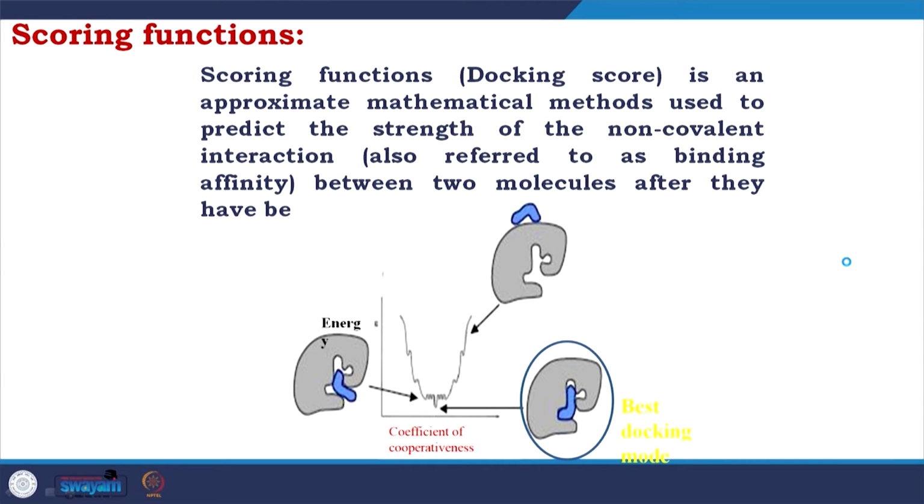Coming to scoring function. A scoring function is an approximate mathematical method used to predict the strength of the non-covalent interaction between two molecules after they have interacted. So, it is an energy profile, you analyze those and then you get the best docking mode. Before going into details, scoring is a very challenging job. Why?